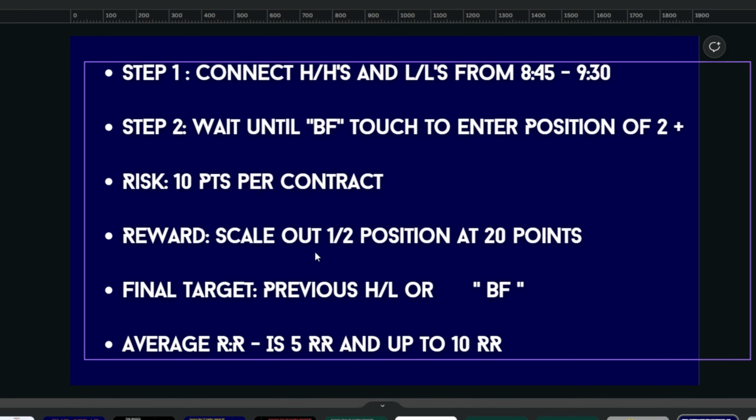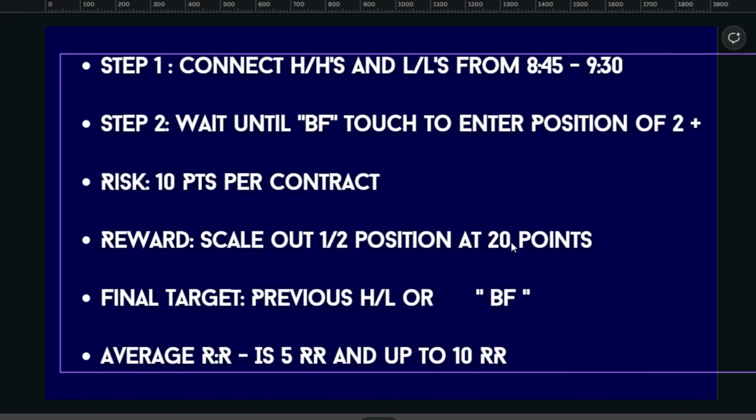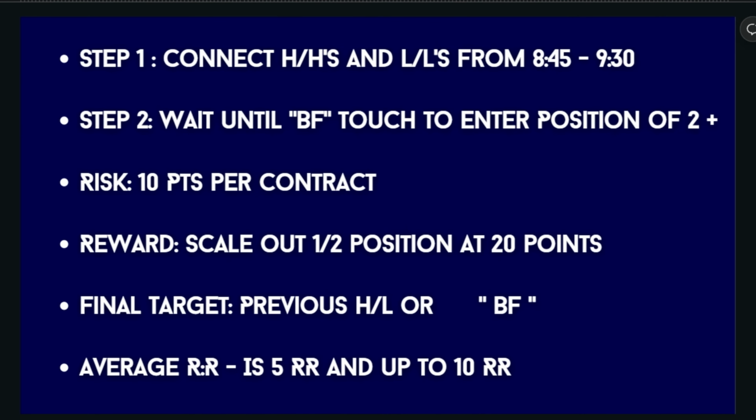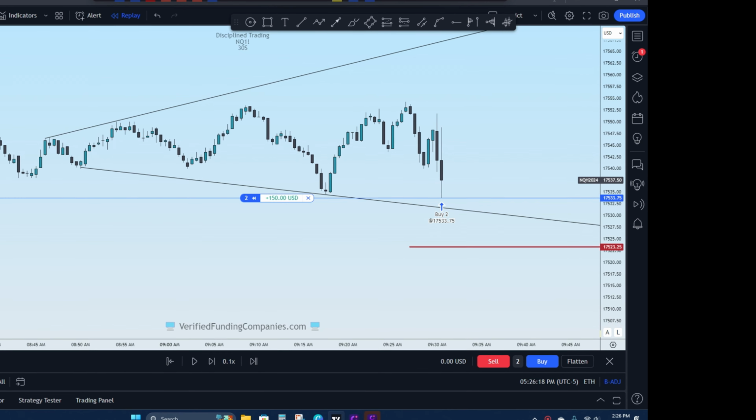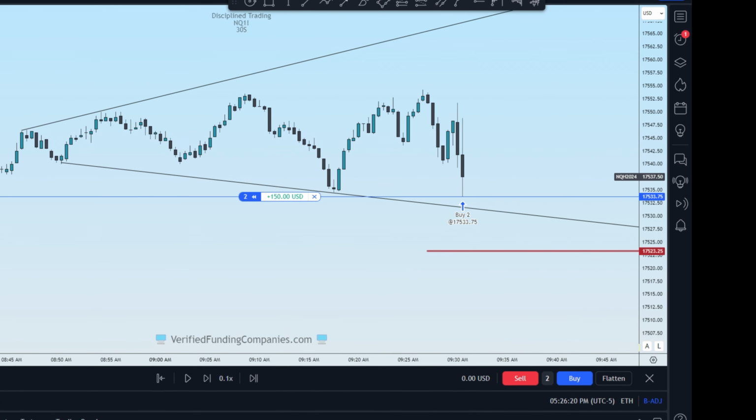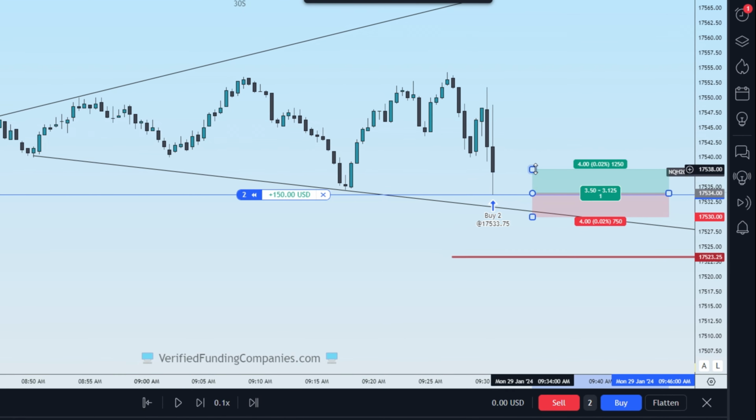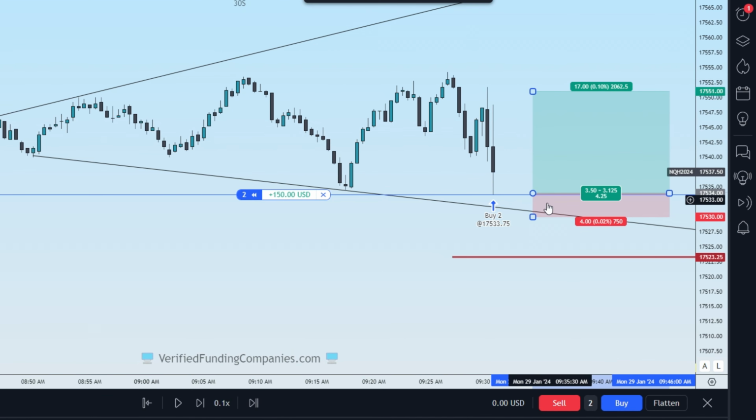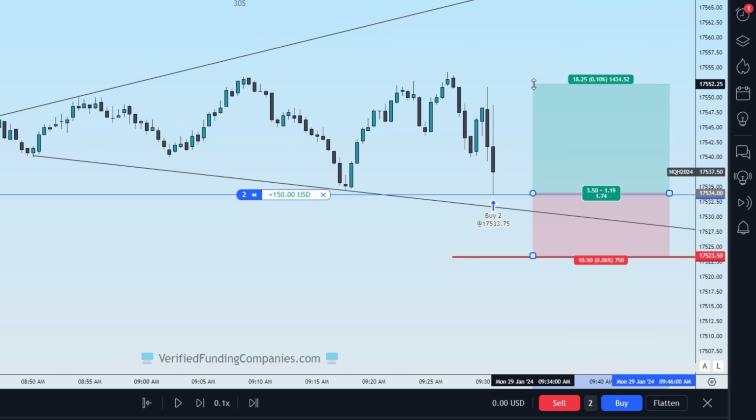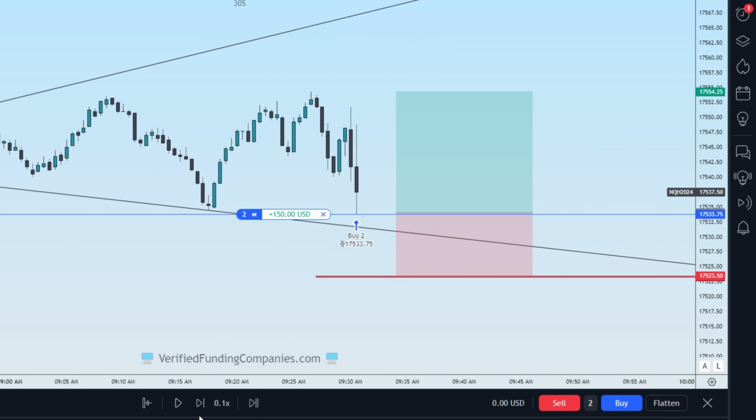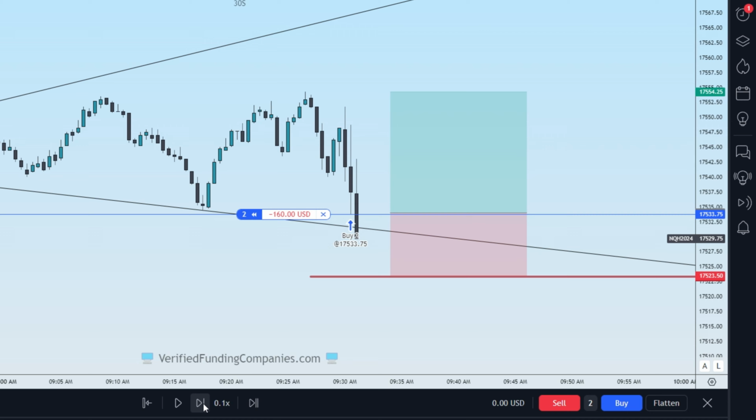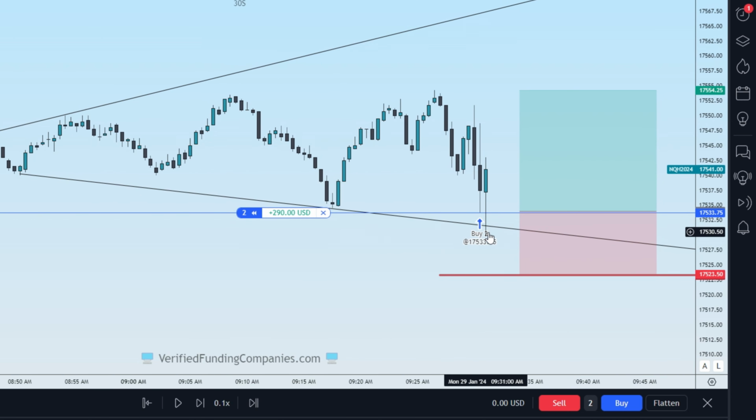And then our reward, we're going to scale out half of the position, 1 or 2 contracts, at 20 points profit. This is going to be your best friend right here, these long and short positions. It will really help you gauge your risk and reward. So there's our 10 points of risk, and that is where we're going to take half the position off. You'd be really nervous as price comes down to there. Don't doubt that. You would be nervous as fuck.